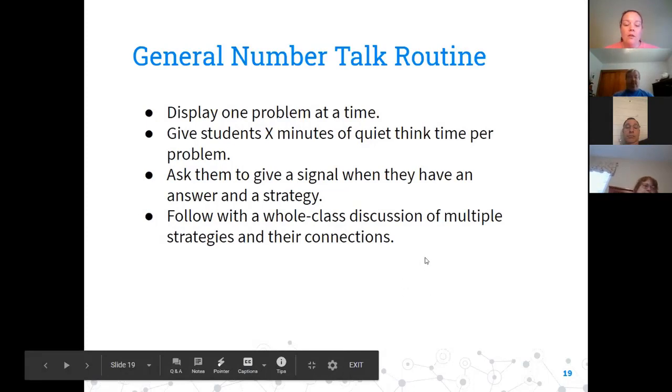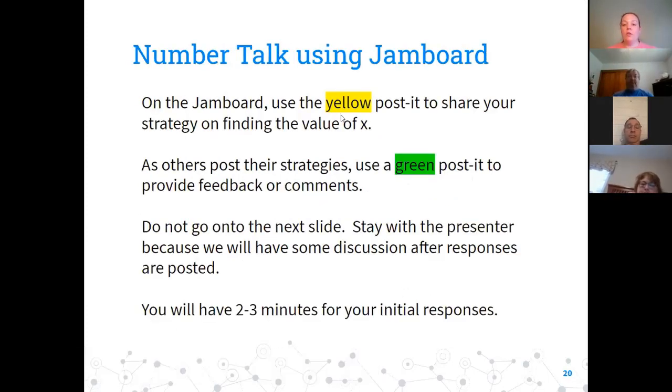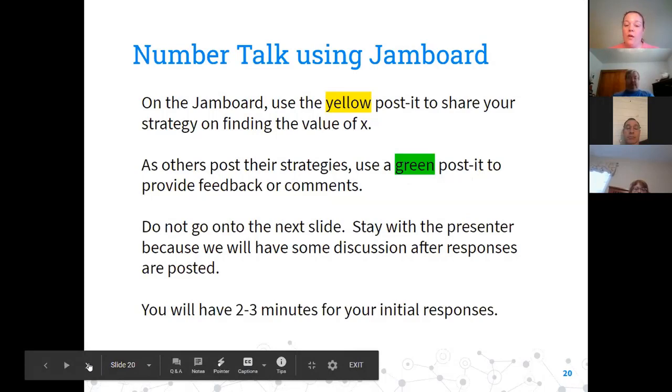Okay, so here we go. On the Jamboard, you're going to use a yellow Post-it to share your strategy on finding the value of X. As others post their strategies, you're going to switch to a green Post-it to provide feedback or comments. Stay on the first slide with me. I don't want you to move on until I say so. Questions about what color Post-it you're going to use to respond?